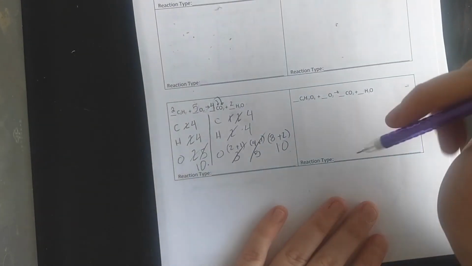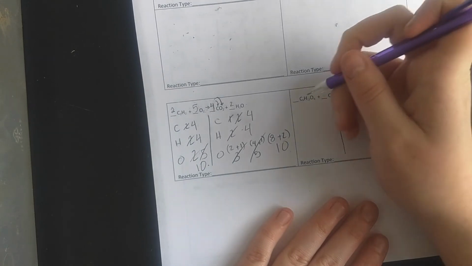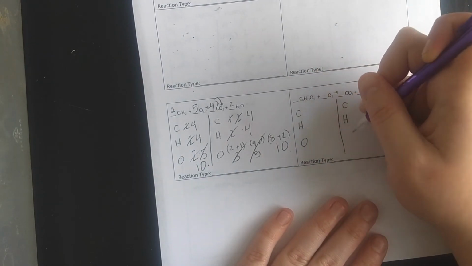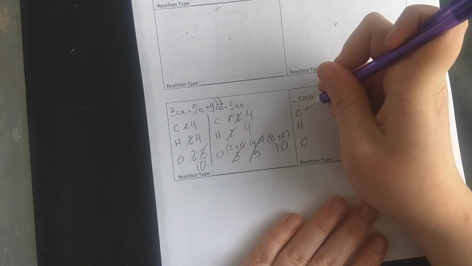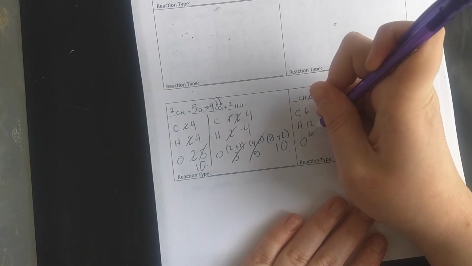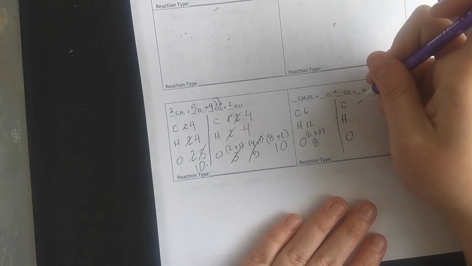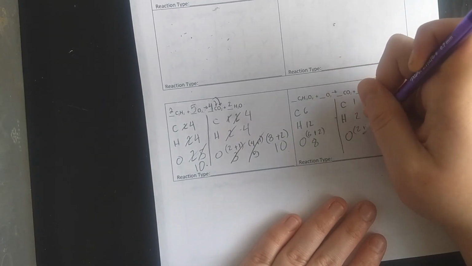Let's try another one. Now this one's tricky because oxygen is literally everywhere. Okay, so we still have carbon, hydrogen, and oxygen, but now we really need to think about those oxygens because they're all over the place. So here I have 6 carbons, 12 hydrogens, and I have 6 oxygens from here and 2 from here. So now I have 8. Over here I still have 1, 2, and then 2 plus 1 is 3.